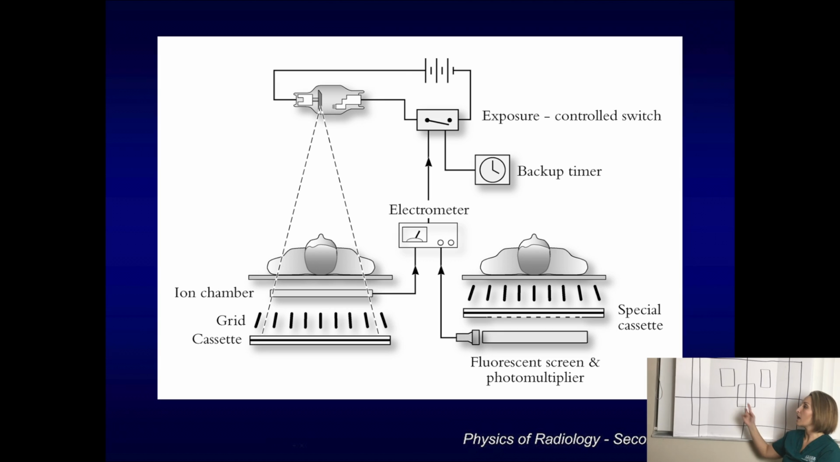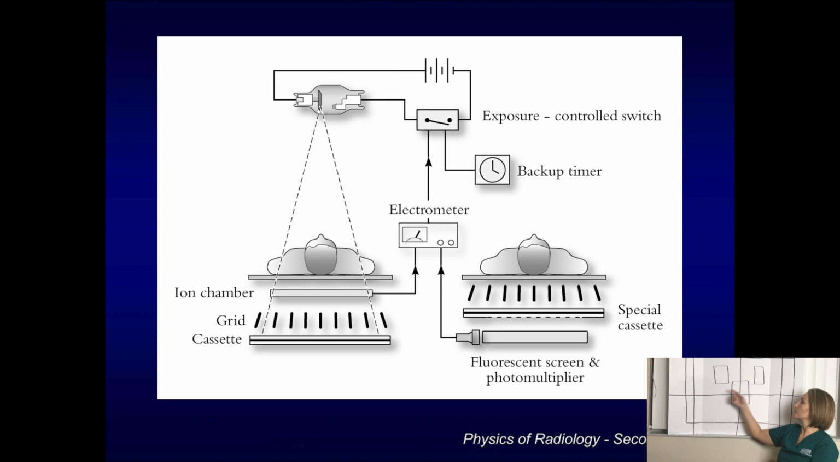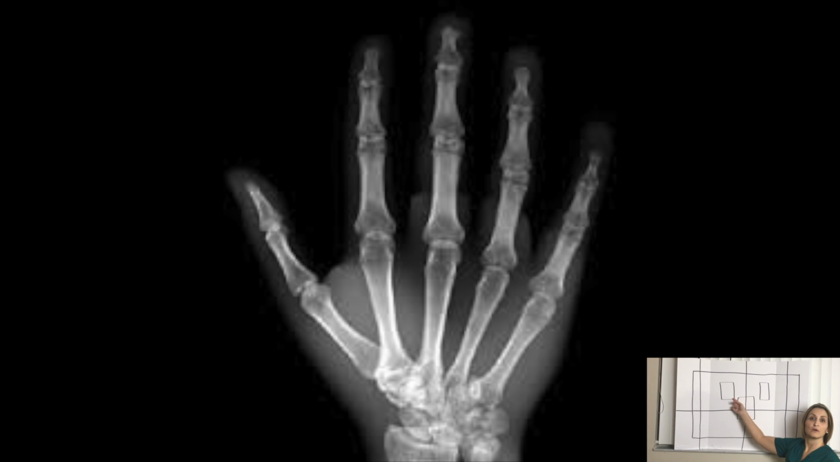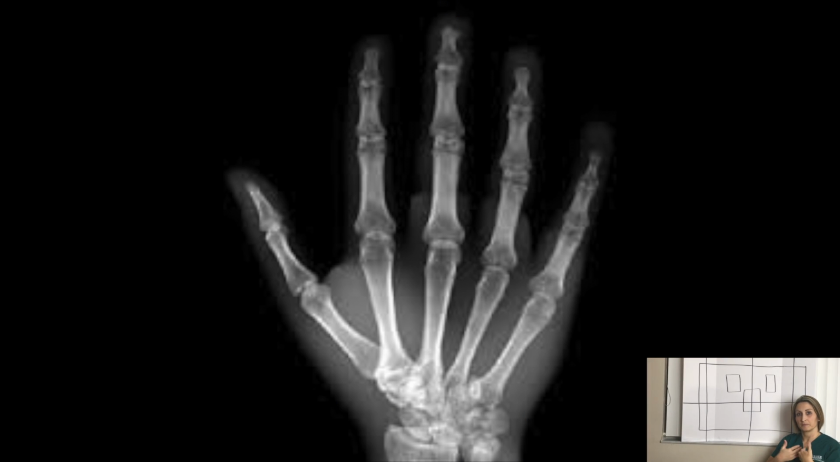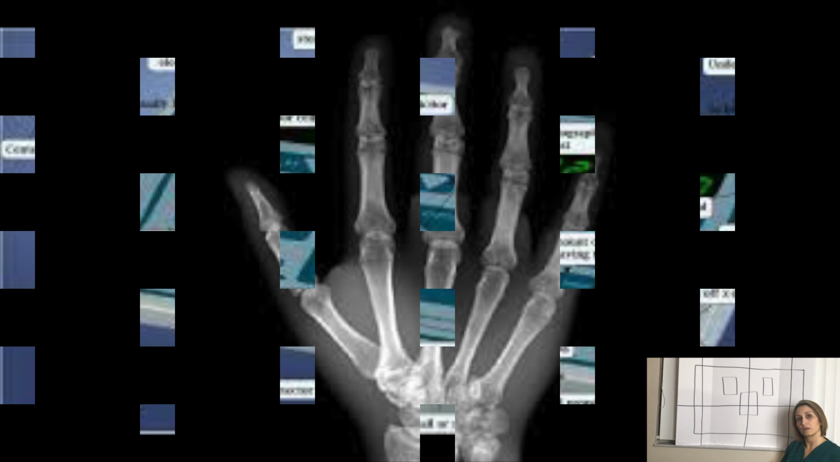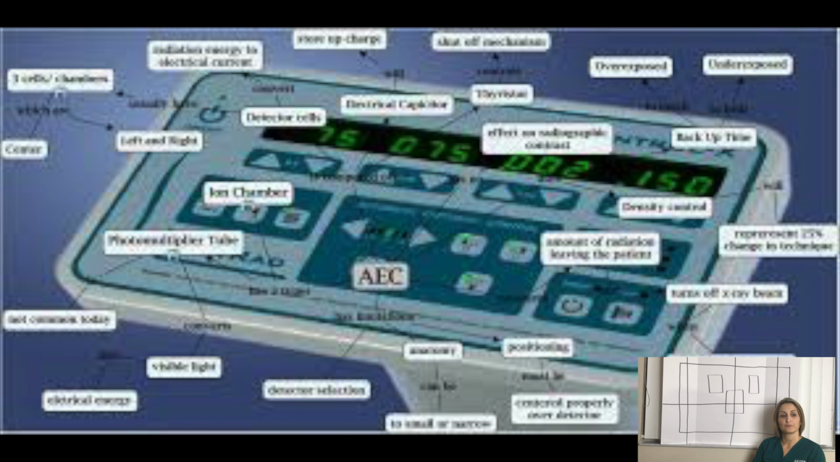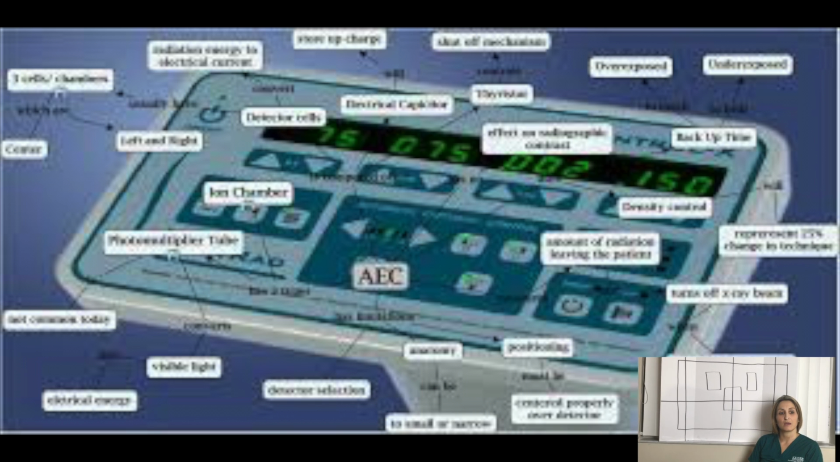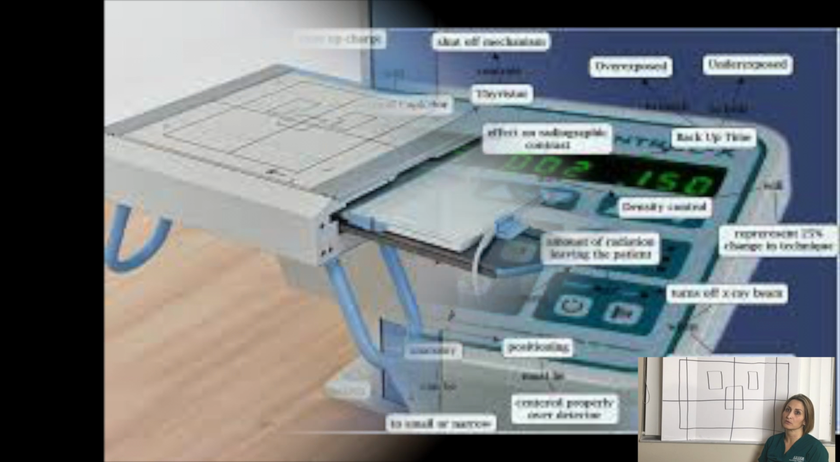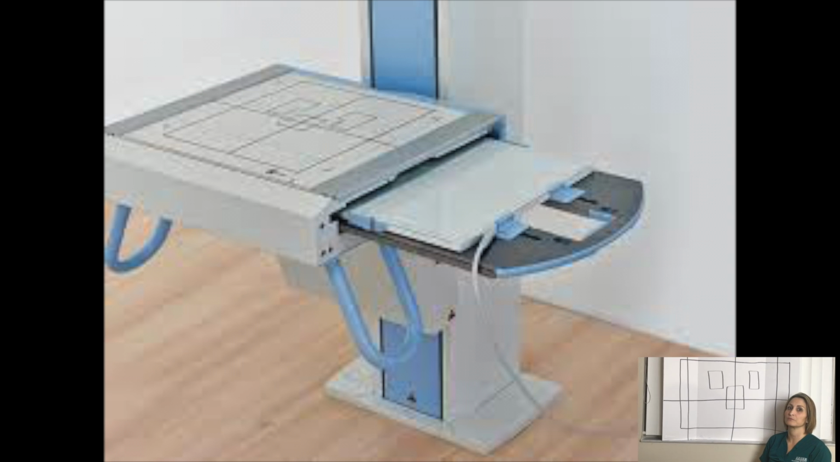An automatic exposure control system is a tool to assist radiographers, which they can find in most of the equipment they work with nowadays. These are also known as automatic exposure devices. AEC is a system used to control the amount of radiation that reaches the image receptor by ending or terminating the length of the exposure.